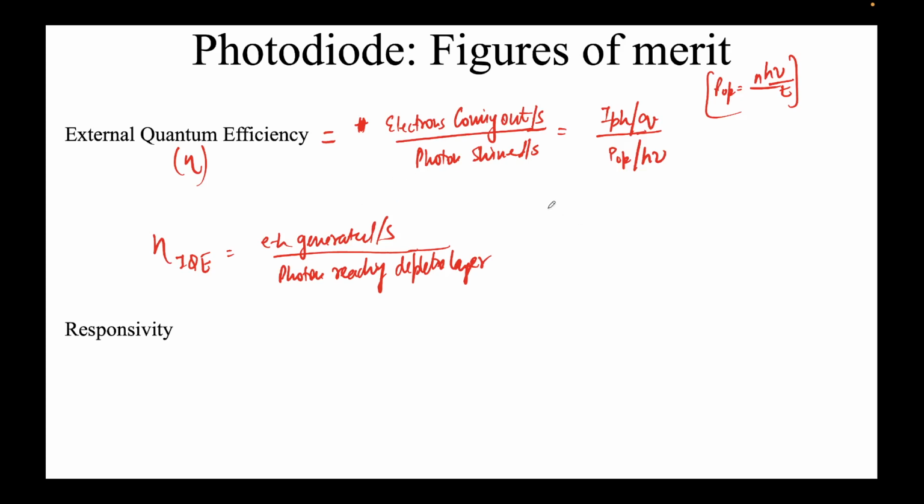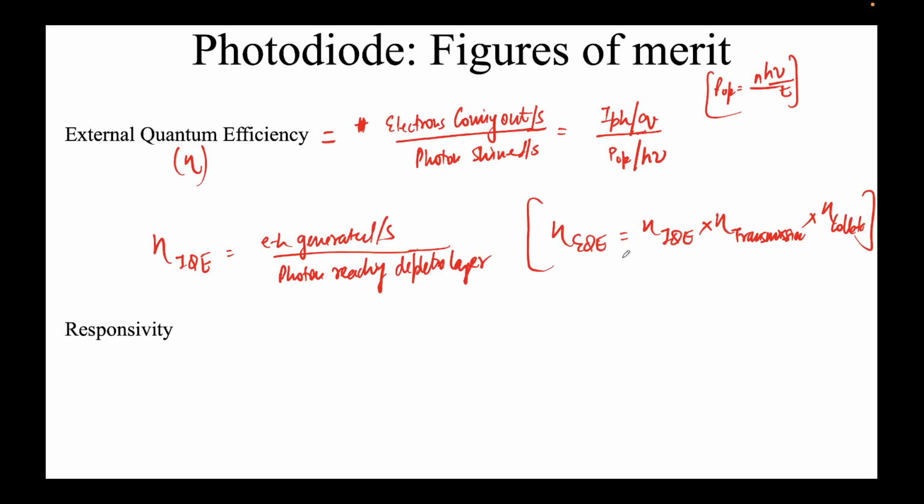So alternately, I can also say that eta EQE is equal to eta IQE times eta transmission. This means photons have to be transmitted over the P layer, times eta collected. Why? Because some electrons will be lost. They're generated in the depletion region, but they're lost at the contact and so on. So this term also comes in. We can still play around with transmission and collection to a good extent. So EQE and IQE are more or less very closely related.